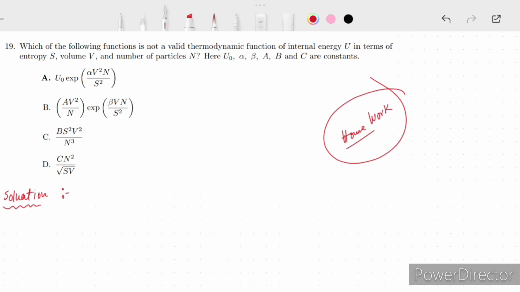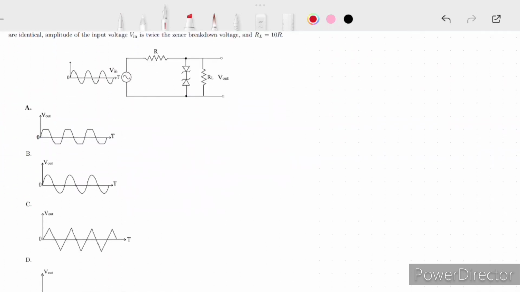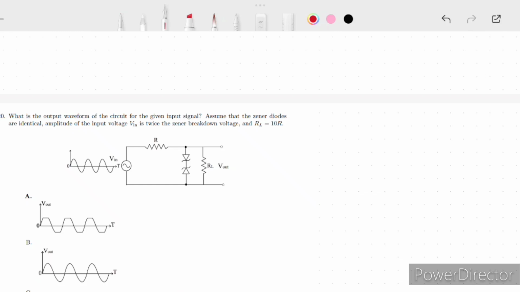And send the solutions in our WhatsApp group. I will check, and I will guide you on whether the solution is wrong, okay? And similarly for question number 20, it is also a very easy question. This is also your homework question.